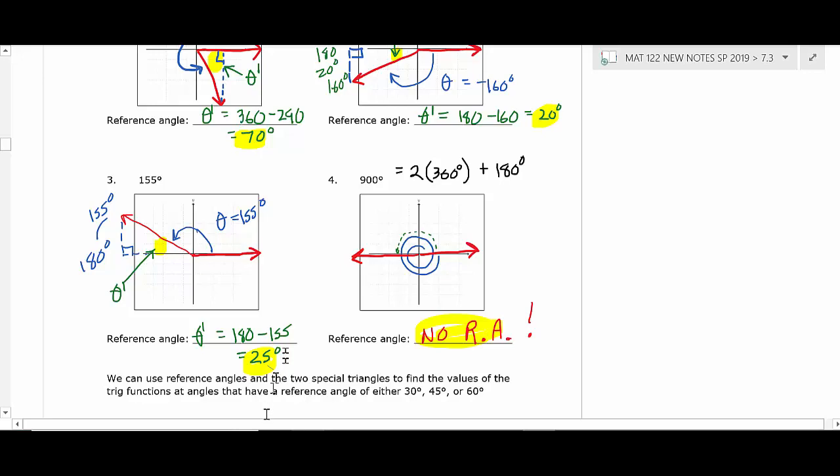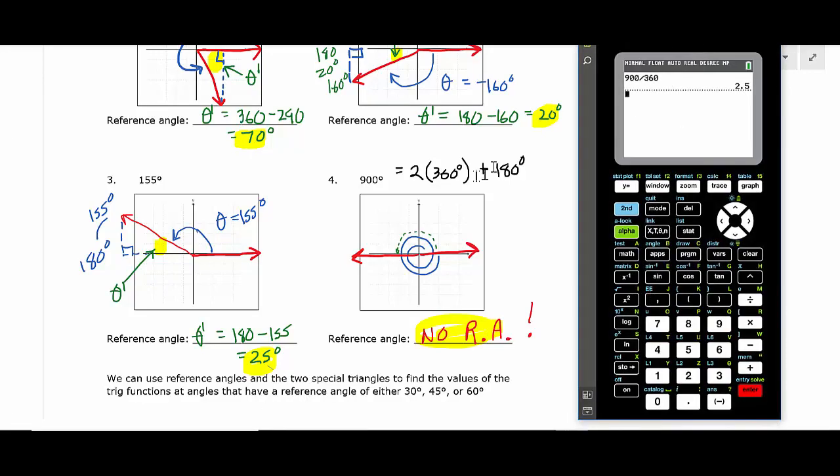Okay, what I did on this one, I just used my calculator, and this is what I've shown you. Take 900 divided by 360, you get 2.5. So that means 2 laps around the circle, and half of a lap is 180. You can kind of see where I did my diagram. I started like this, and I did 1 lap, 2 laps, and then half of a lap. Well, you end up right on the x-axis. So there's no reference triangle that you can do.